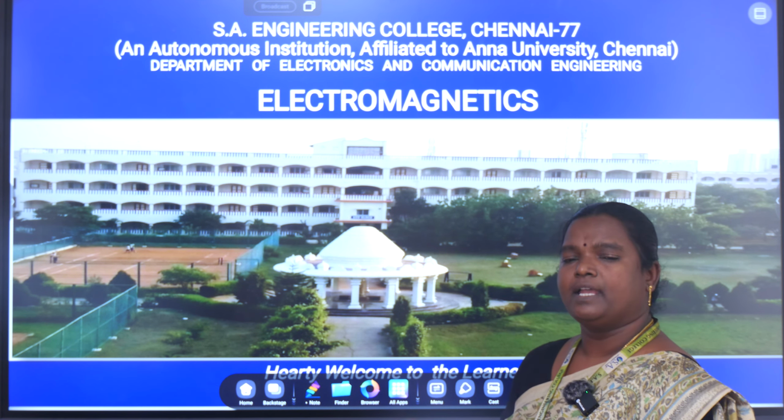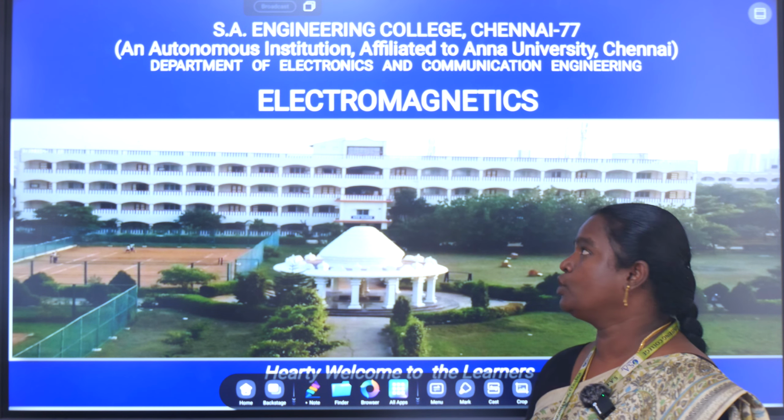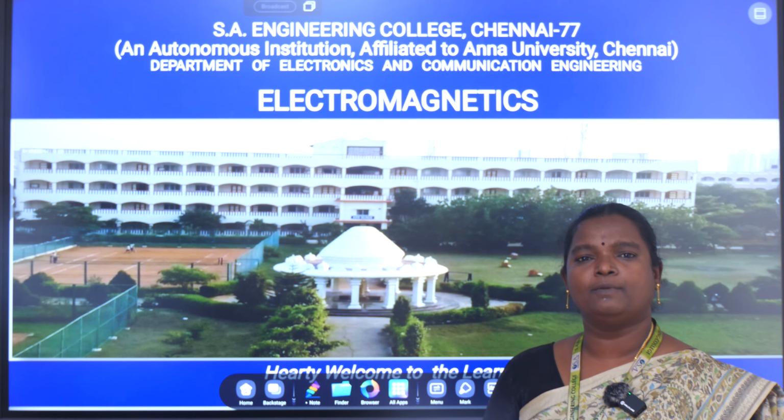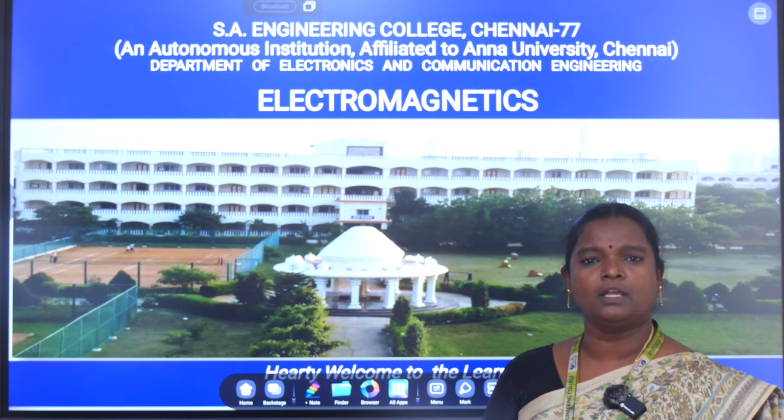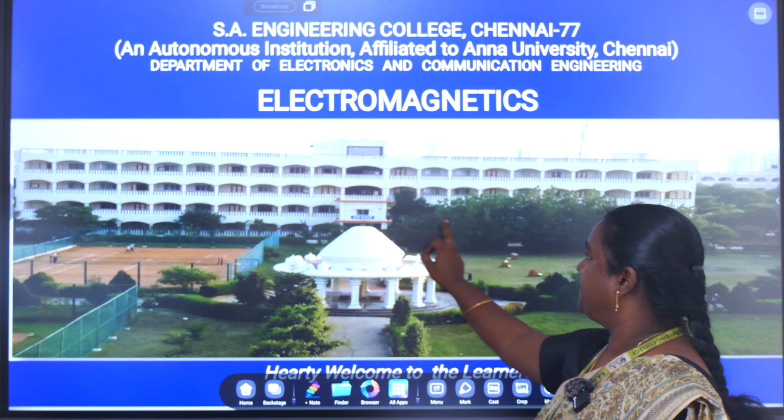In this session, we are going to see about the subject called electromagnetics, which will be useful for the students who are preparing for the GATE exams as well as for the competitive exams.